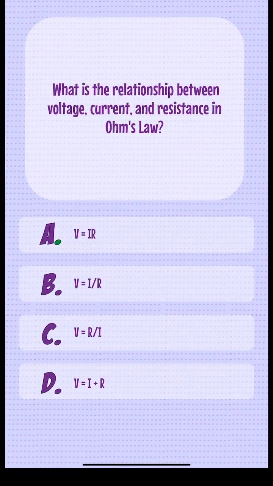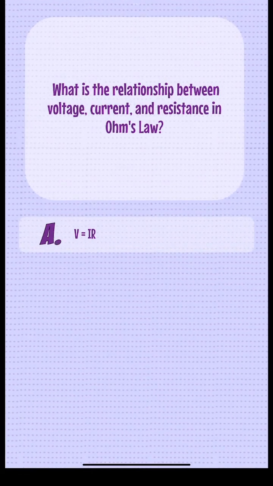What is the relationship between voltage, current, and resistance in Ohm's law? This is just one of the equations that we learned. You need to memorize this. So yes, most people are saying it. It's going to be V equals IR, A. Nice. Okay, on to an exam question now.